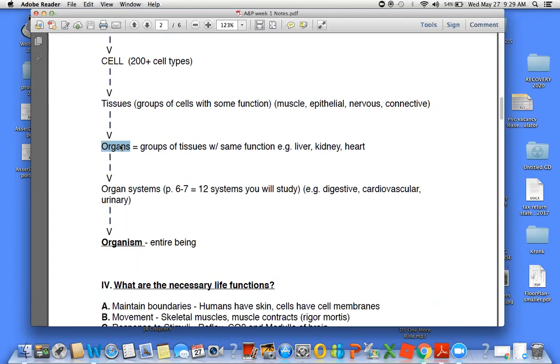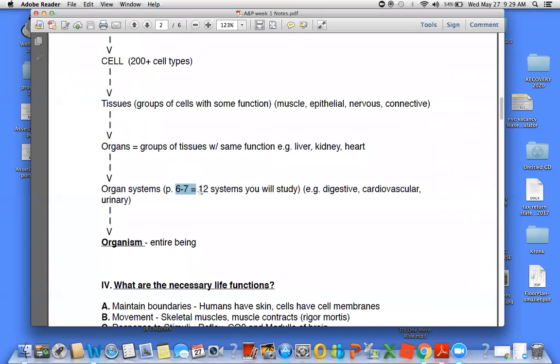And then they form organ systems. If you look, I will refer to page, scratch out 6 to 7. Page 6 and 7, I've moved the organ systems to page 412 to 413. Figure 11.23. Okay, so this should be figure 11.23.